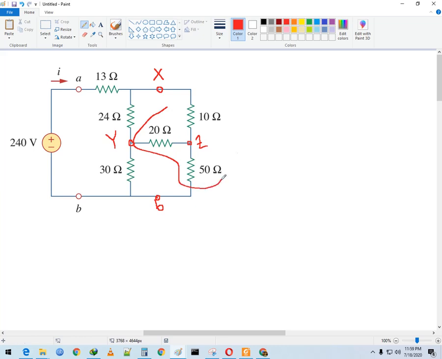So here you can spot a Y connection. This is a Y. We have another Y in this circuit, for example this one, 24, 20 and 30. These three are also creating a Y. Or this 13, 24 and 10 is also another Y. So this problem can be solved in various ways. I will show only one, and the rest of them are self-explanatory. You can follow in a similar fashion. So let's take a look at this 20, 10 and 50.